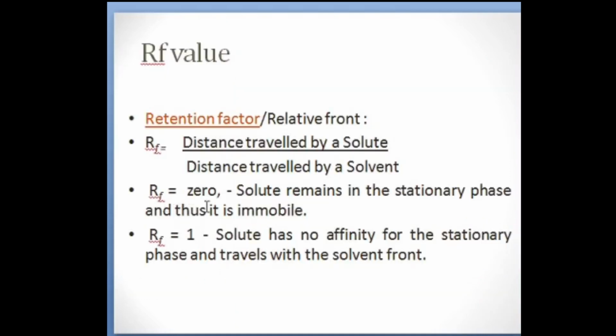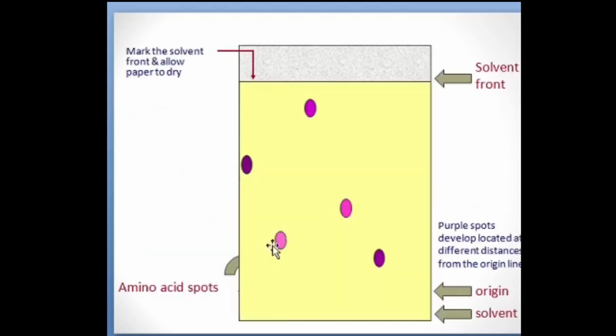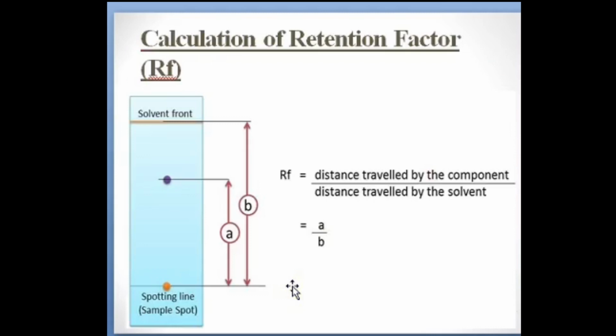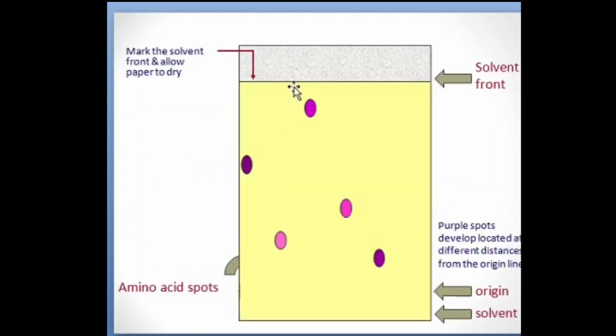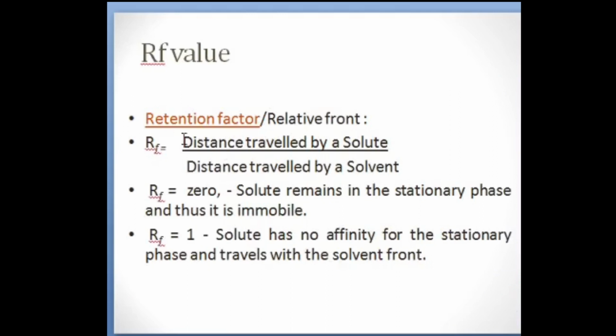Now, if the retention factor is 0, what does that imply? It means that the solute remains in the stationary phase. It is immobile. If it is 0, that means this solute would be here only in the origin. Okay, so that means it is immobile. And if it is 1, that means the solute has no affinity for the stationary phase, and it also travels with the solvent front. If it is here, then it will be A divided by B, which is 1. So that means it has traveled the same distance as traveled by the solvent front. So that is the importance of retention factor, which is also known as relative front.